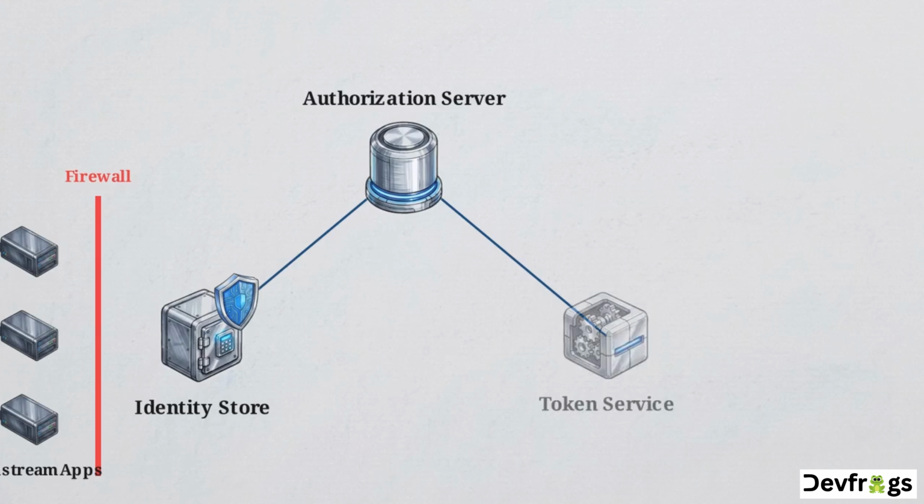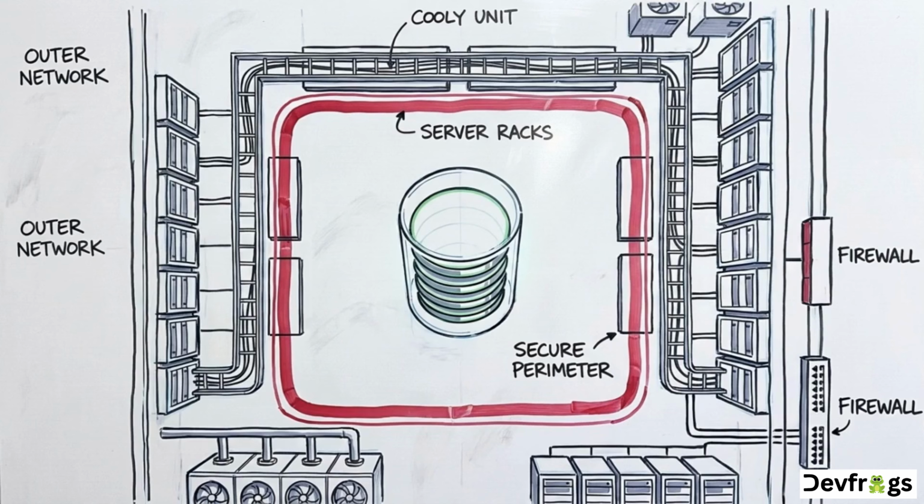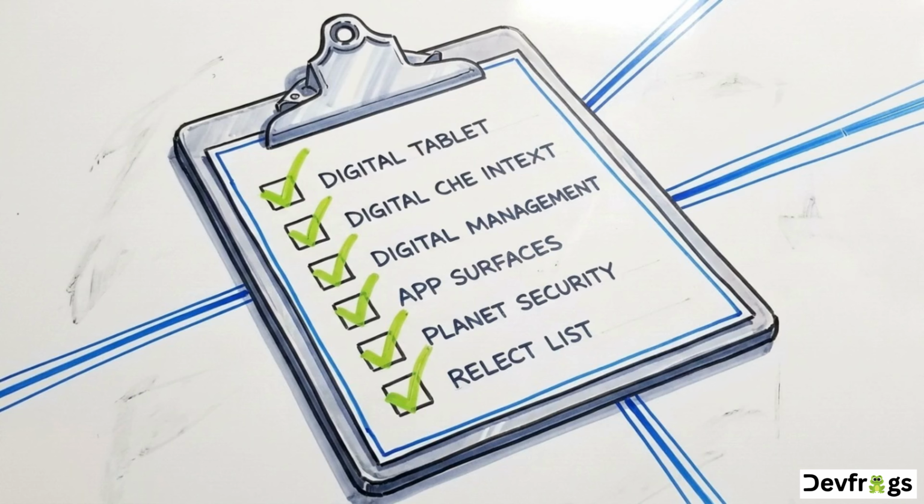Downstream applications remain completely blind to the MFA event. The second branch is the token service, the server's cryptographic engine, responsible for generating, signing, and issuing JSON Web Tokens. Separating the user database from the cryptographic token issuer ensures that a vulnerability in your application layer cannot be leveraged to dump raw credentials. It isolates your attack vectors and drastically simplifies your compliance auditing.